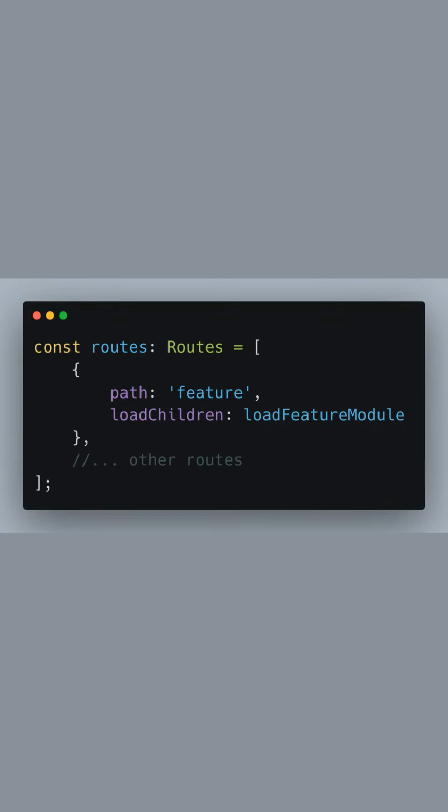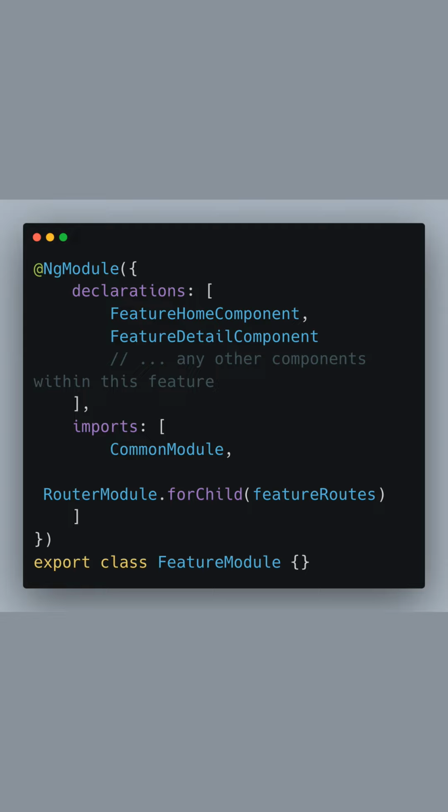With the loadFeatureModule function defined, we can now simplify our route configuration by passing this function to the loadChildren property. Angular will invoke this function when the feature path is activated and thereby load the feature module only at that time. This restructured approach has the same lazy loading effect, but with the added benefit of cleaner and more modular code.